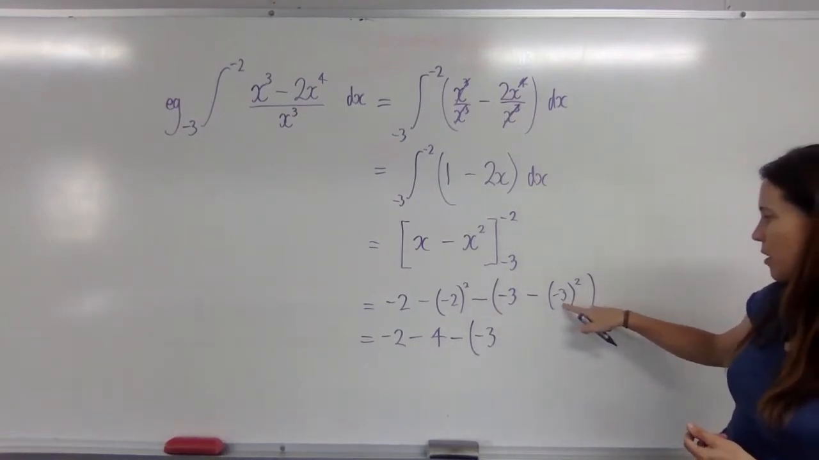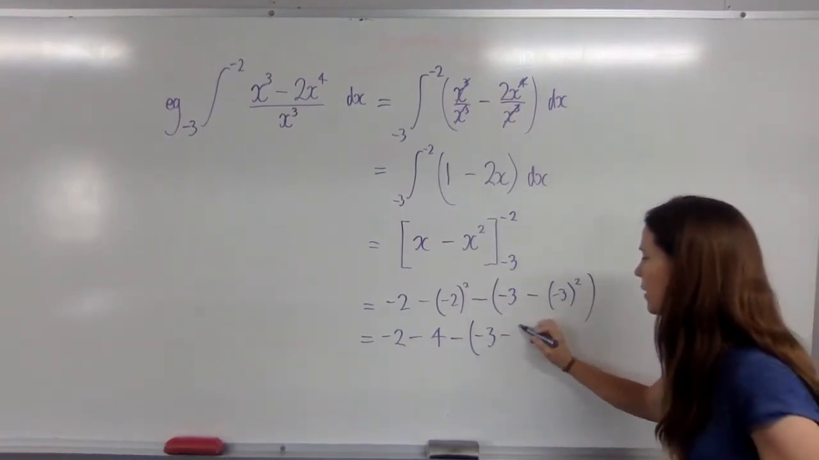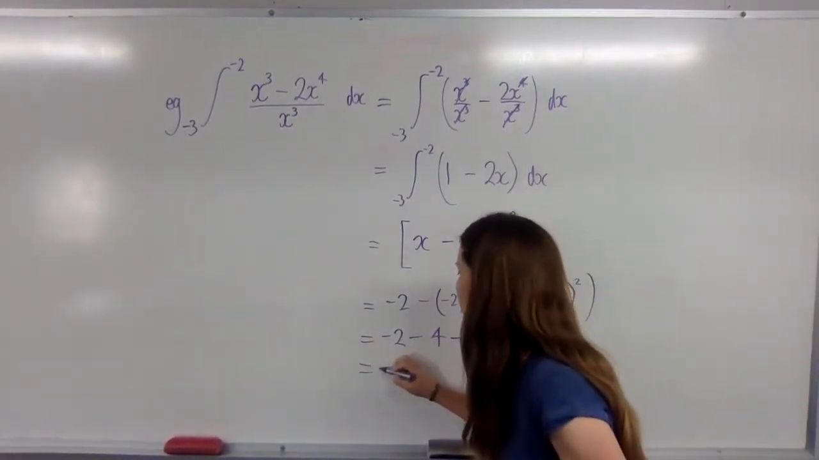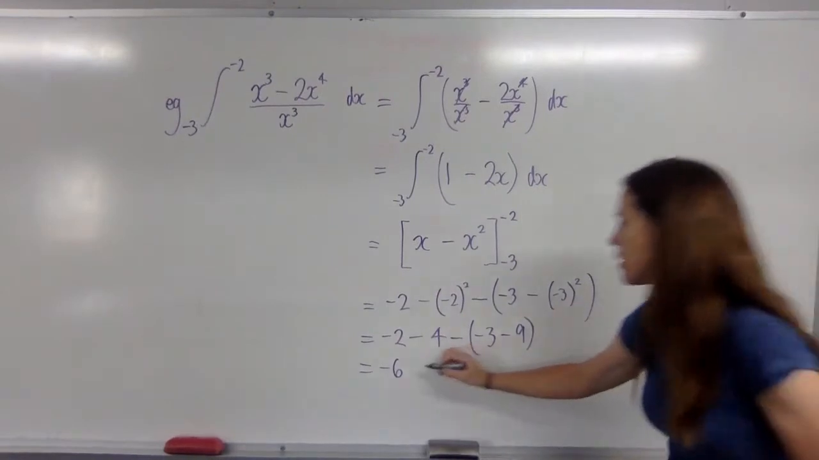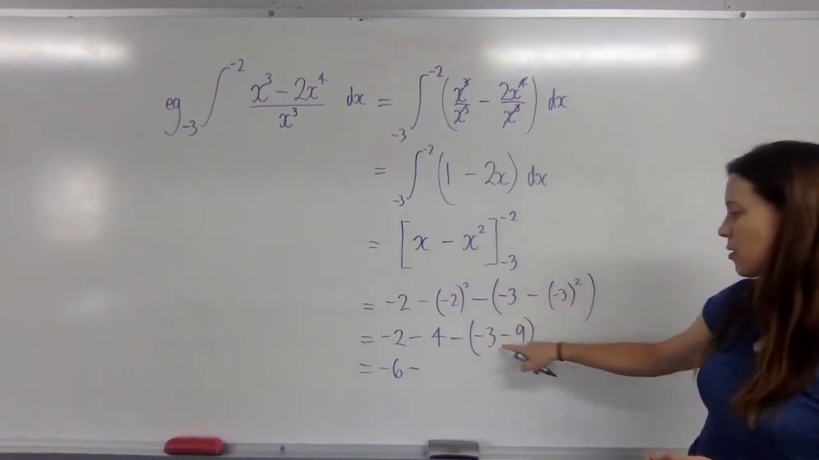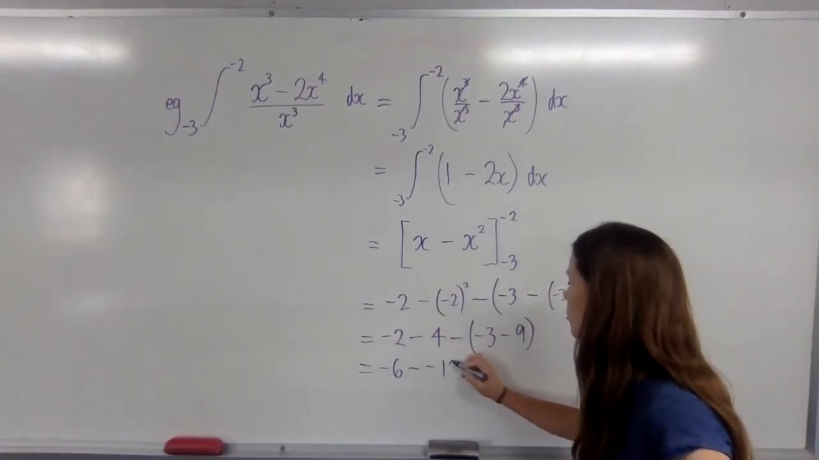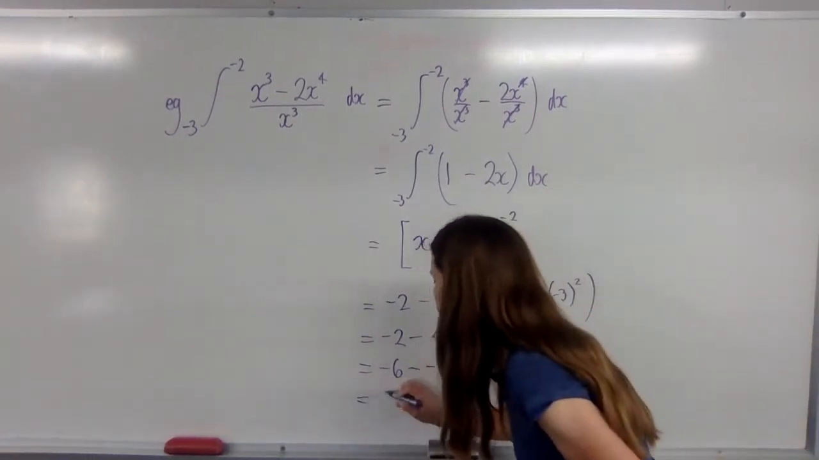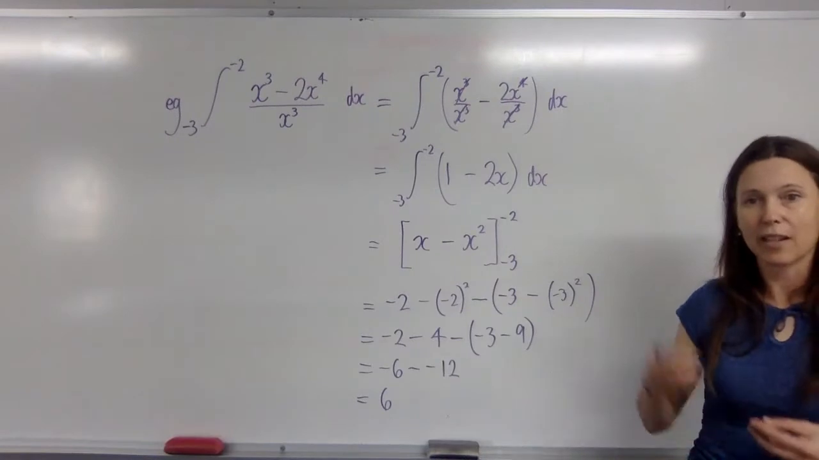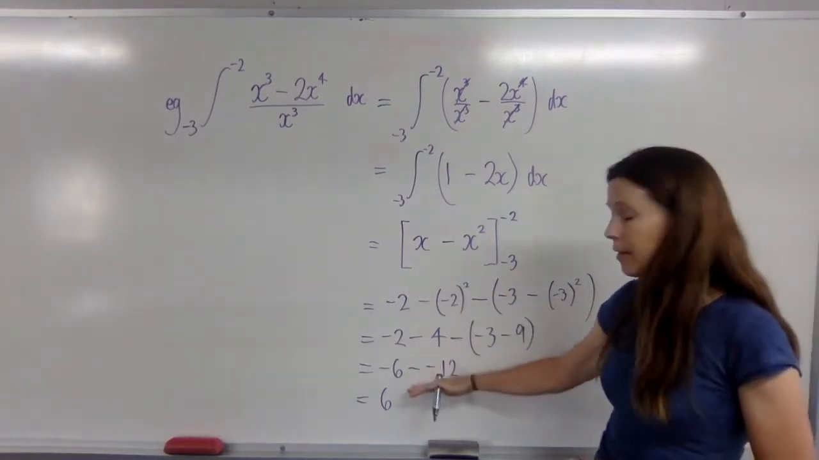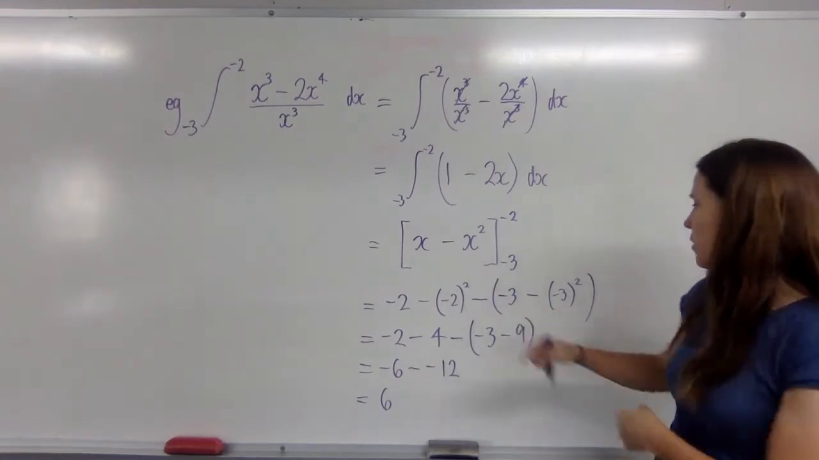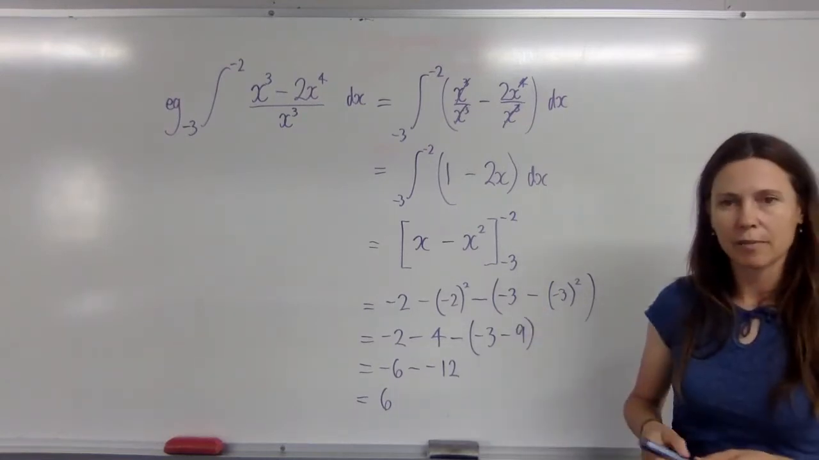If I square -3, I've got 9. So I'm subtracting 9. So now I've got -2 minus 4. Well, that gives me -6. And then I'm subtracting -3 minus 9. That's -12. So subtracting a negative is like adding, and I can see there without actually reaching for my calculator that I've got 6. Now I find that mental arithmetic probably a little bit faster, but depending on the numbers, you might have reached for your calculator way back here.